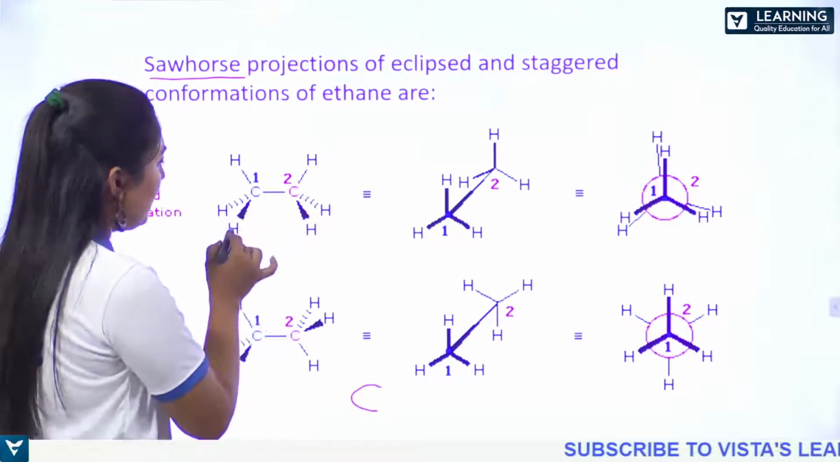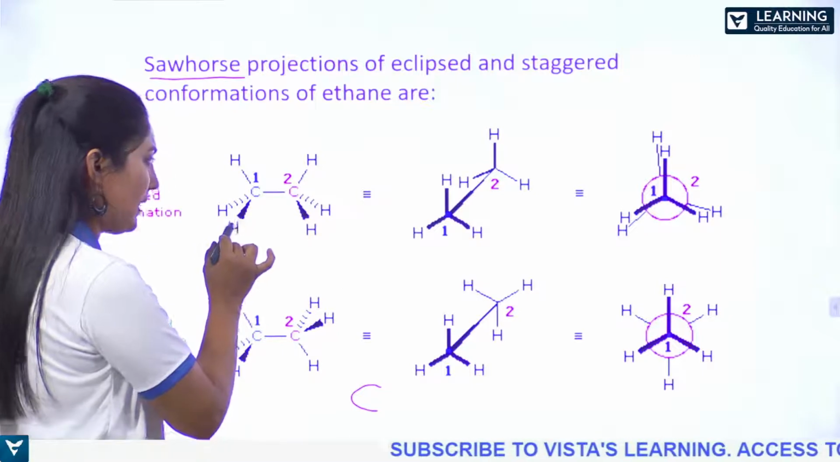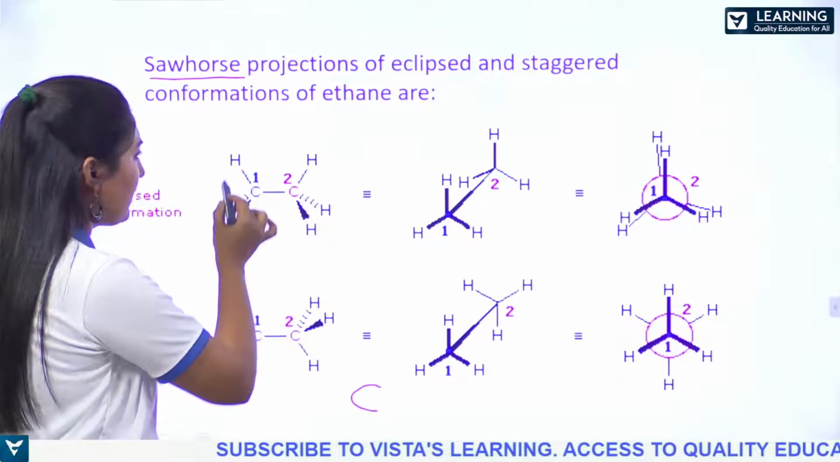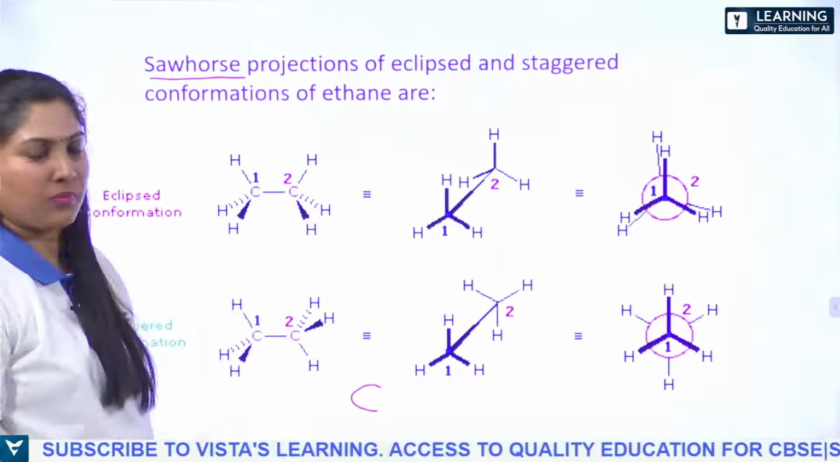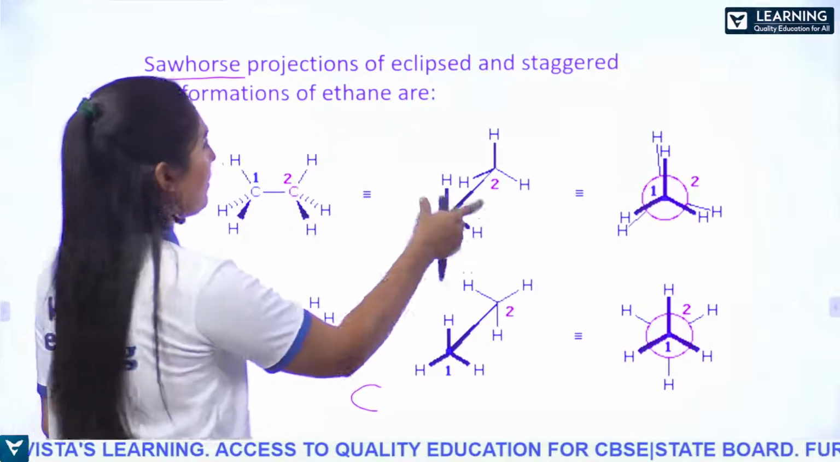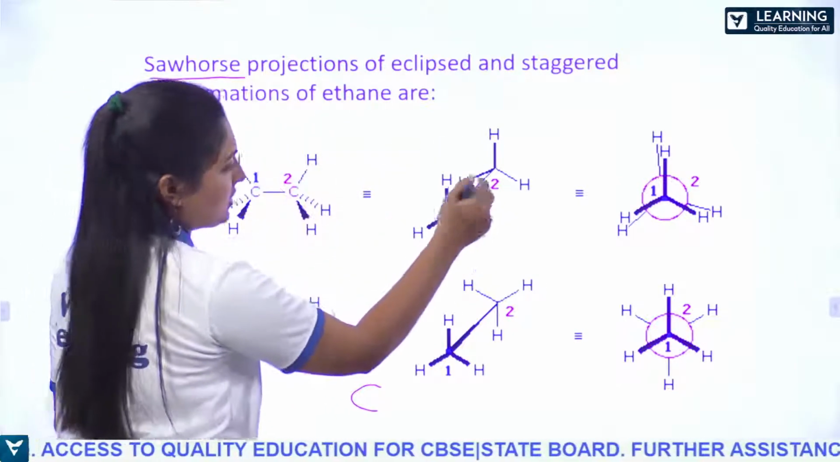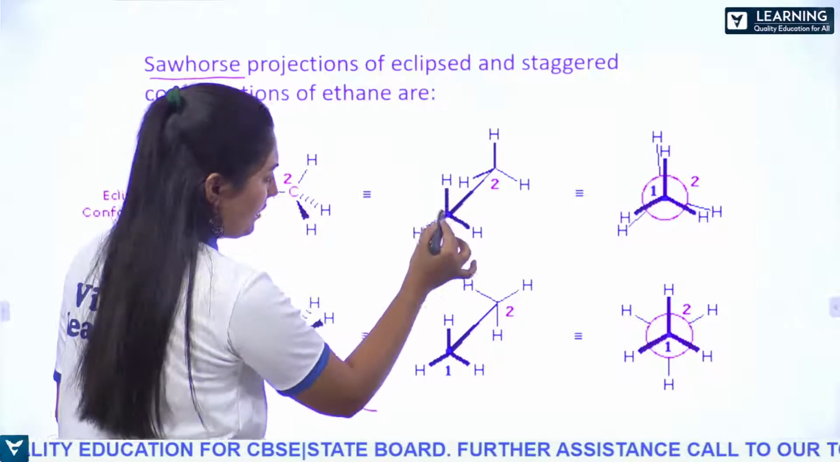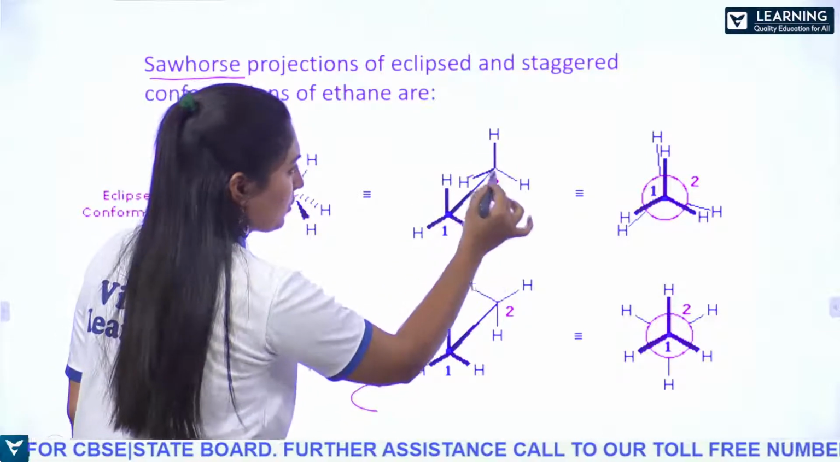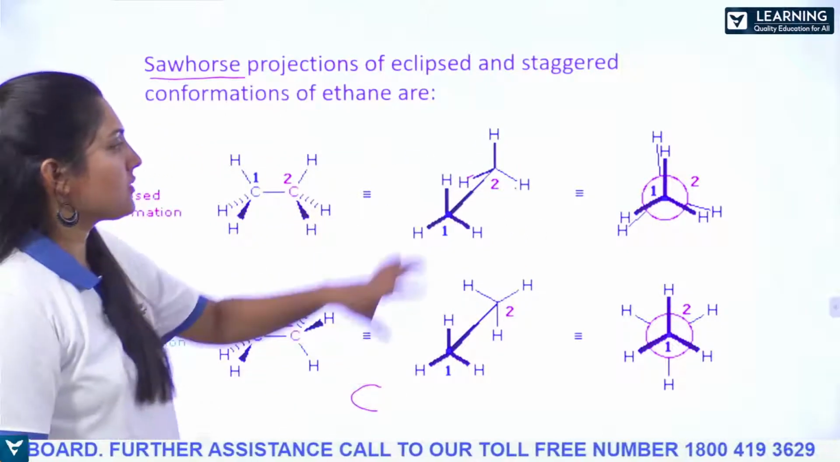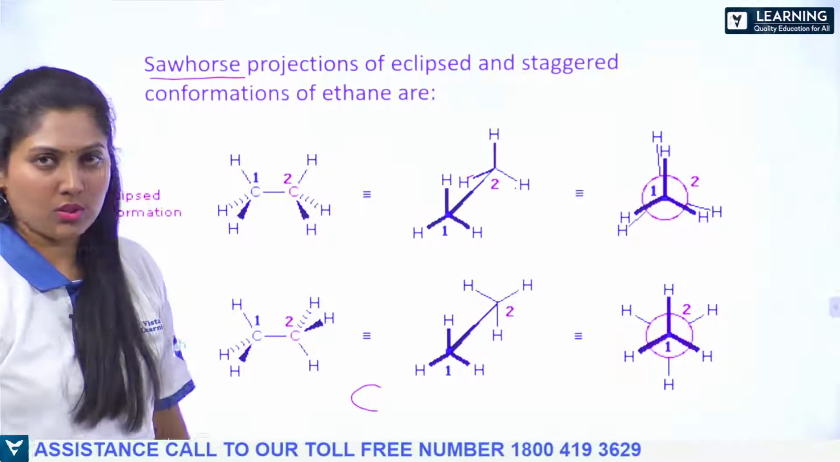So here, if you see, this hydrogen is exactly behind this, this is exactly behind this, and this is behind this. And that can be given by the Sawhorse projection like this, where 1, 2, 3 and 1, 2, 3. So this gives you the Sawhorse projection.